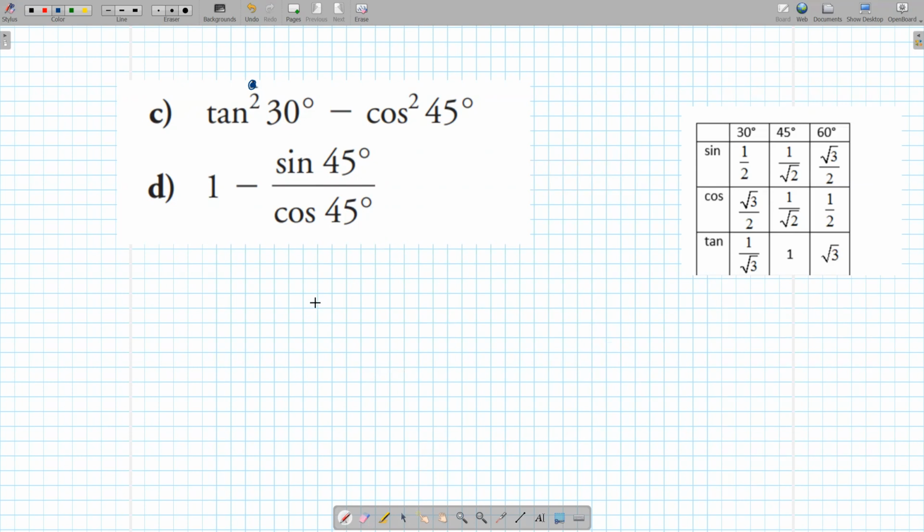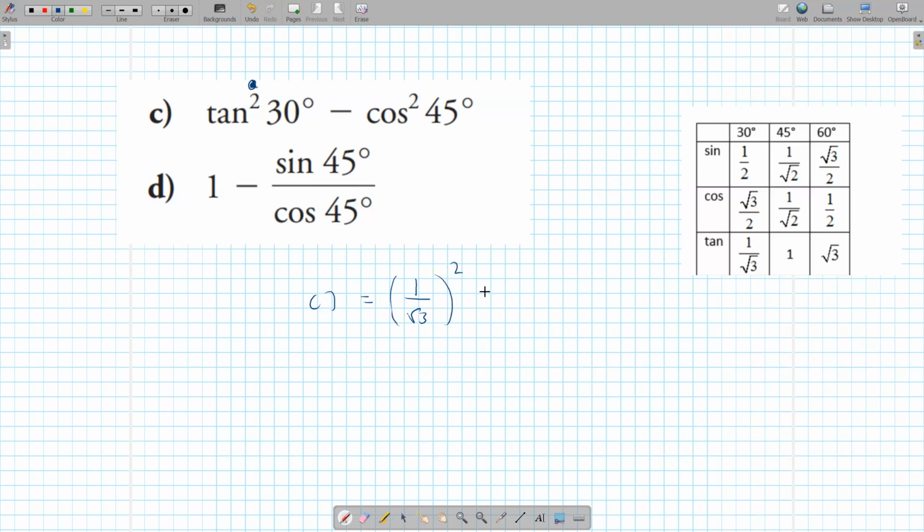What's tan 30? 0.5. No. Forget about the calculator, toss it. Look at the table, because if you use that, it's not going to be an exact value. We're specifically looking for exact values. Look at the table here. 1 over root 3. So that's tan 30, and it says tan squared 30, so we're going to square this, okay?